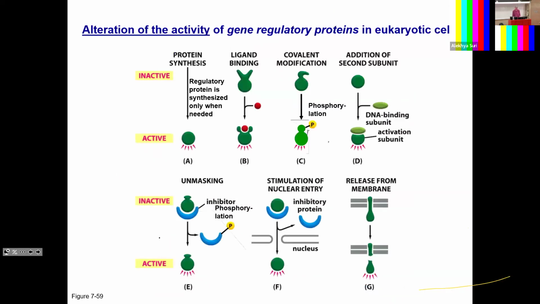Okay. Then gene regulatory proteins can be activated and deactivated very rapidly. One would be, for example, protein synthesis. Ligand binding: there could be some hormone, for example, binding and activating a protein. There could be phosphorylation, which is very common. Proteins obtain a phosphate group, and that could activate, but it could also inactivate the protein. This depends on the situation.